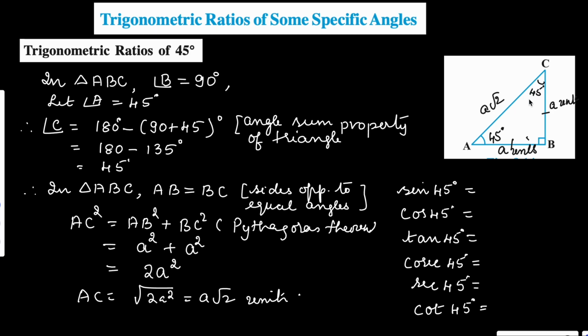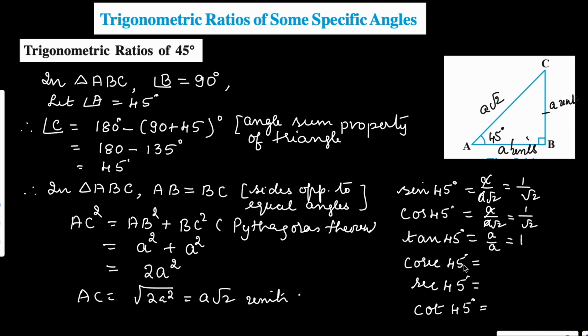Now we can find all the ratios of 45 degrees. Sine 45 is equal to opposite by hypotenuse, that is BC by AC, that is A by A root 2. A and A will get cancelled, so 1 by root 2. Cos 45 is adjacent by hypotenuse, that is A by A root 2. A and A get cancelled, 1 by root 2. Tan 45 is opposite by adjacent, that is A by A, which is equal to 1.